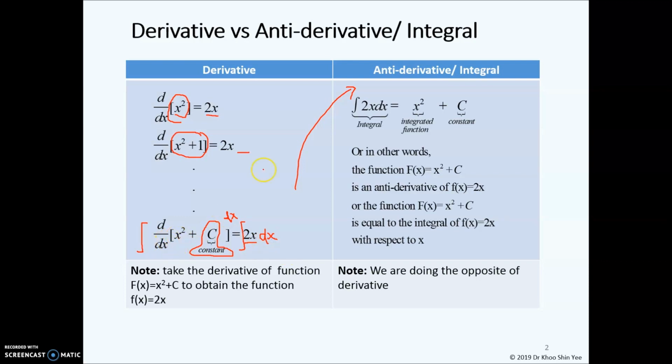So in this case, on the left hand side, we get x squared plus c because the differentiation and integration cancel each other out. So with that, we obtain x squared plus c here. Well, on the right hand side, you get the integral. So this means that we are doing the opposite of the derivative.